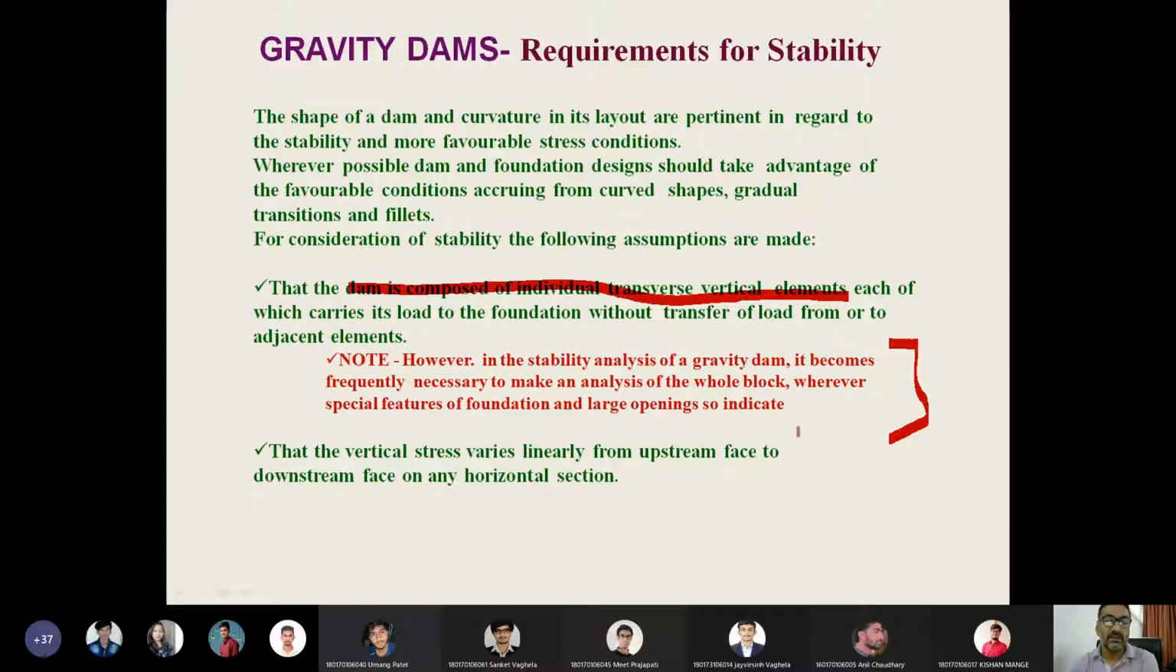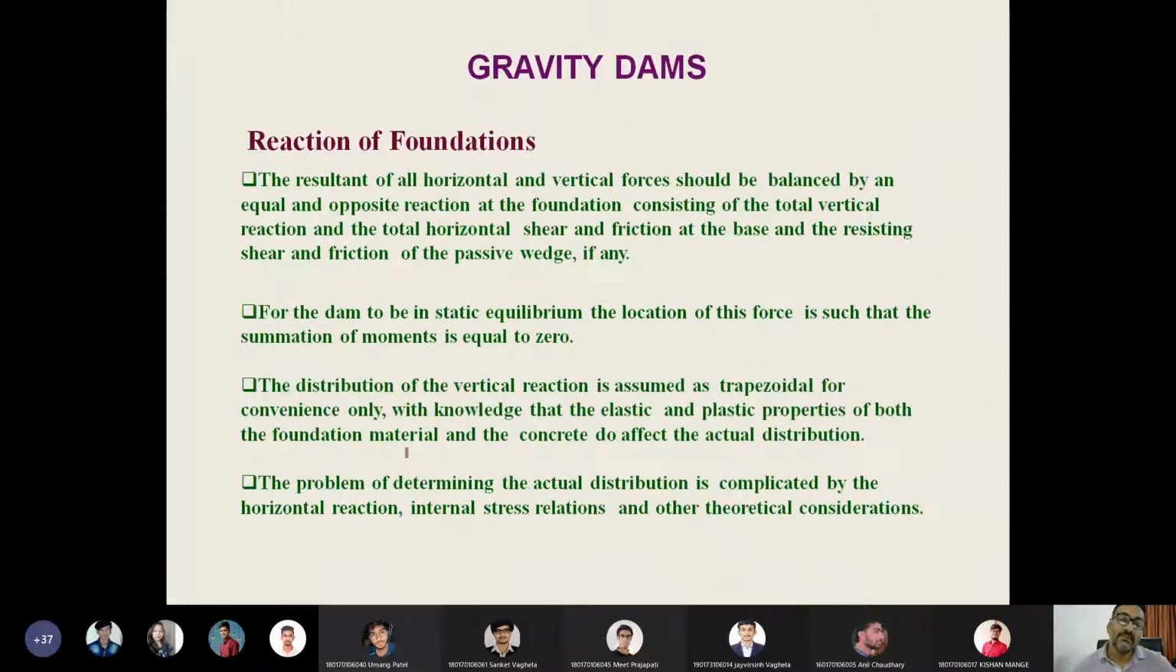That the vertical stress varies linearly from upstream face to downstream face on any horizontal section. This is about the vertical section, and this is about the horizontal plane. So vertical stress varies linearly from upstream face to downstream face. If we look at the variation, then it is a linear variation. That is the assumption.